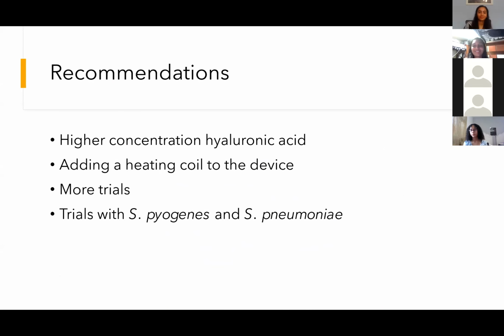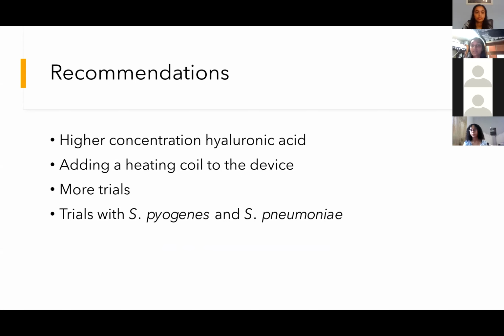I recommend for future studies to have a higher concentration of hyaluronic acid when testing the hyaluronidase test, just because the amount of acid we had was very weak, and so there could be more of a noticeable color change. Also, adding a heating coil to the device may make it slightly more expensive, but it would still keep the cost low and help the Benedict solution to have a more noticeable color change with that test as well.